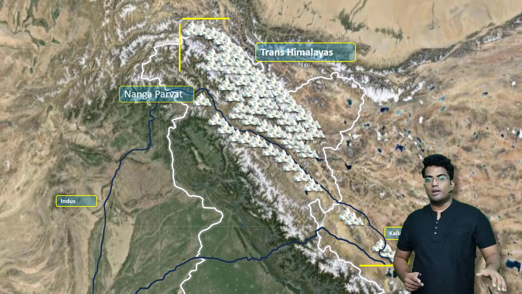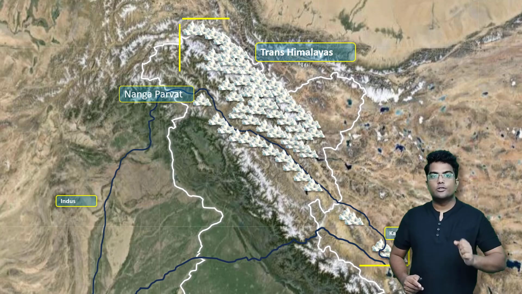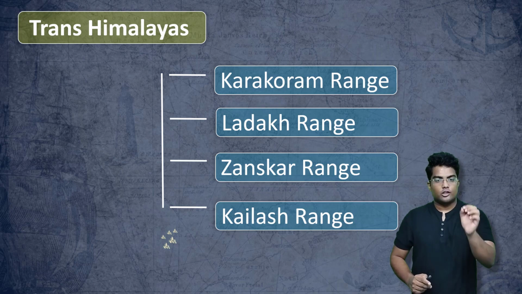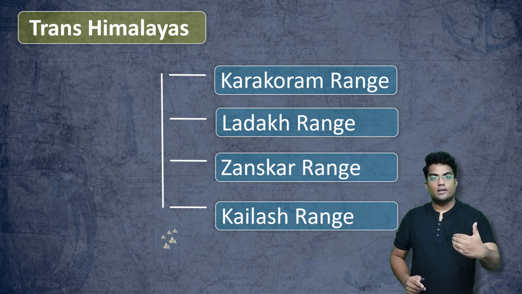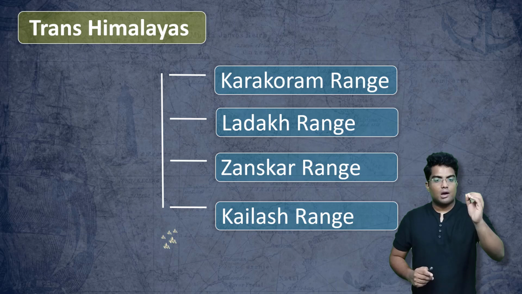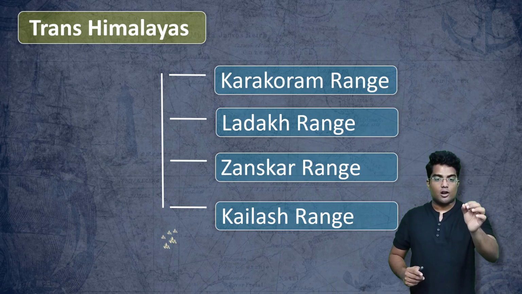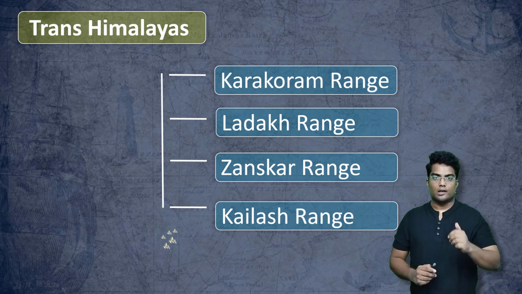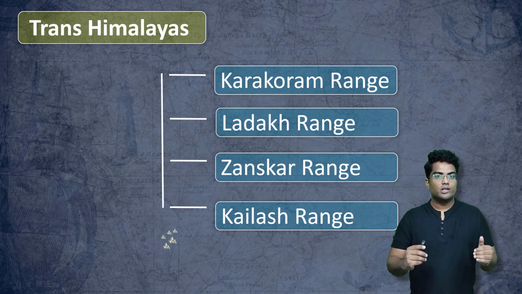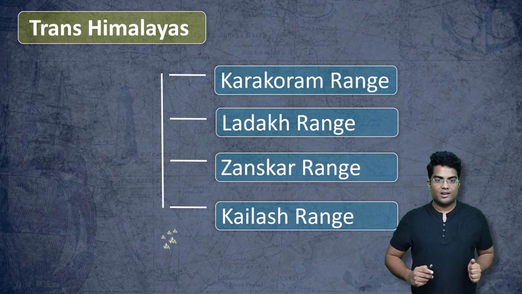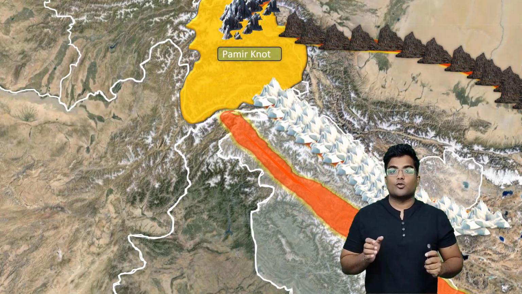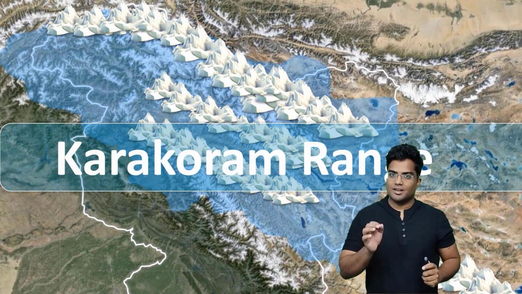So you have the Himalayas, the Trans-Himalayas. Now let's see the distribution of the Trans-Himalayas. So this is how the Trans-Himalayas look. You have first the Karakoram range, second the Ladakh range, third the Zaskar range, and finally the Kailash range. So the Trans-Himalayas is divided into the Karakoram range, Ladakh range, Zaskar range, and the Kailash range. So these are the ones. Now we are going to individually discuss each of these ranges, right? Let's start with the Karakoram range. In this topic, we are going to discuss the Karakoram range.